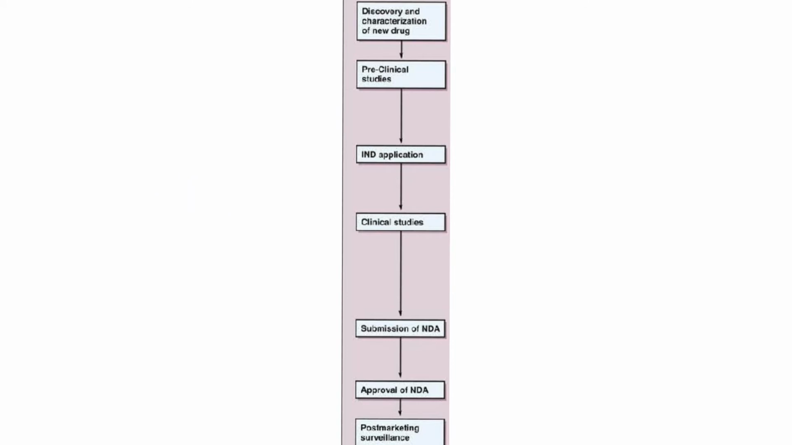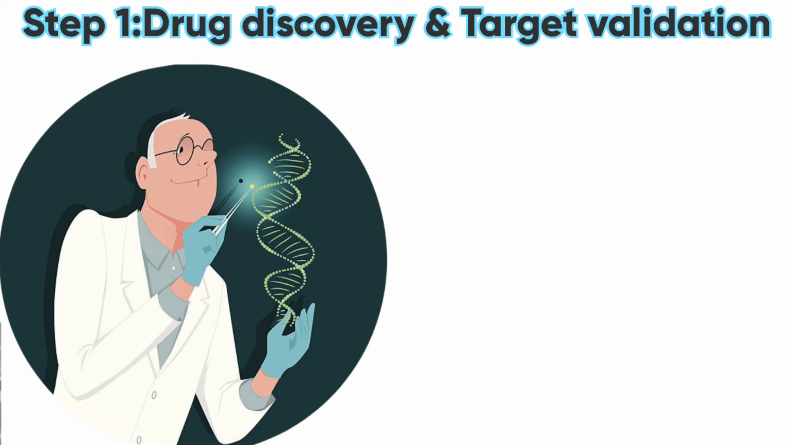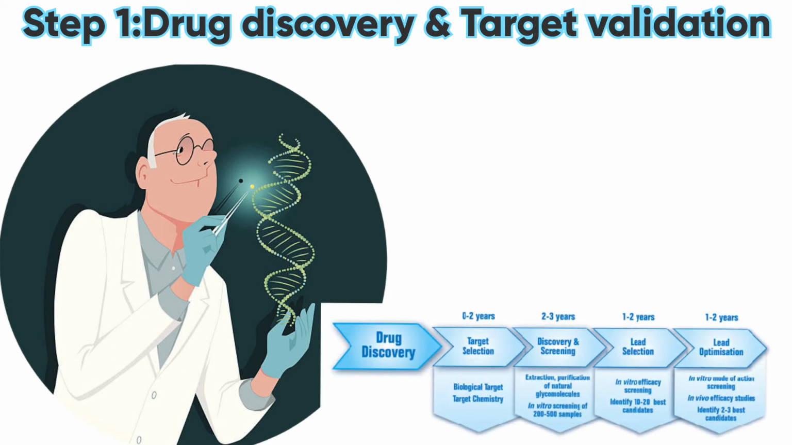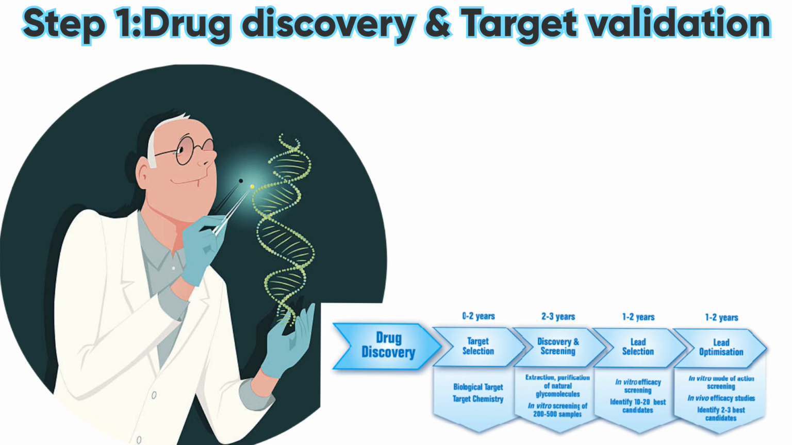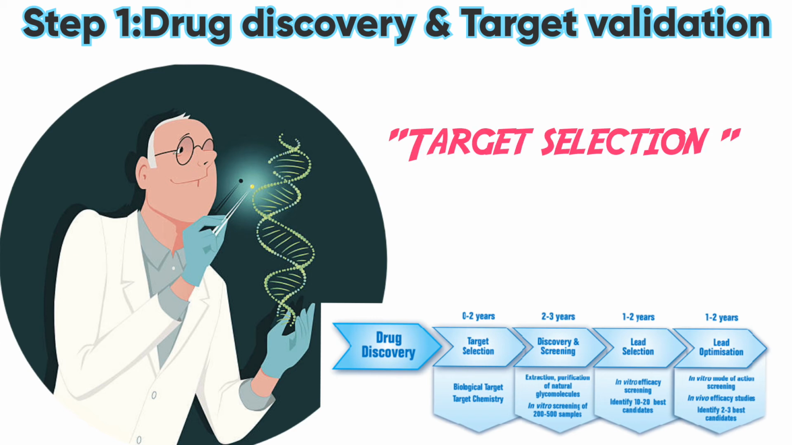Step 1 would be drug discovery and target validation. Drug discovery is the process by which new candidate medications are discovered. This is where drug development companies choose a molecule, such as a gene or protein, to target with a drug. This is the phase during which the candidates or target of interest are selected.